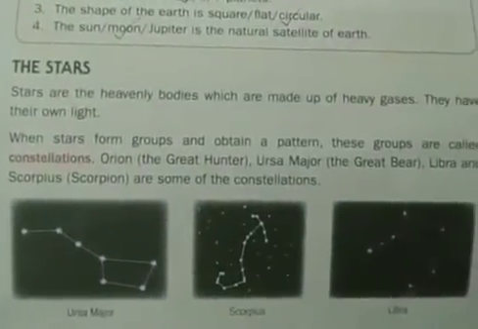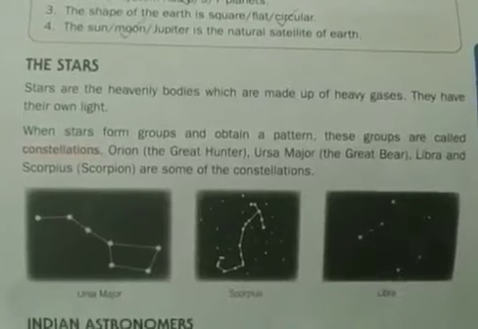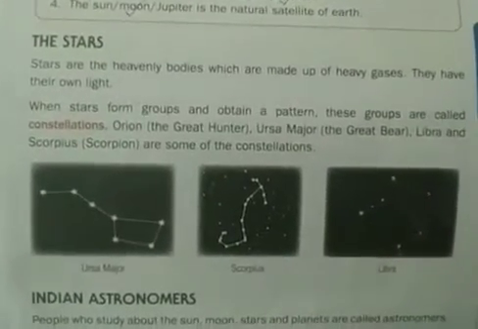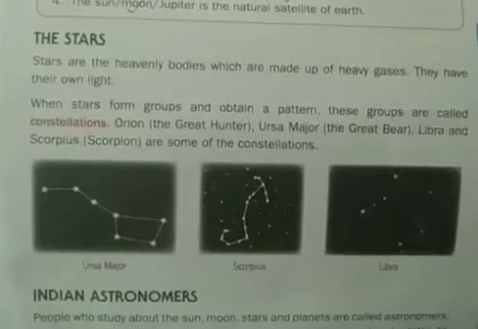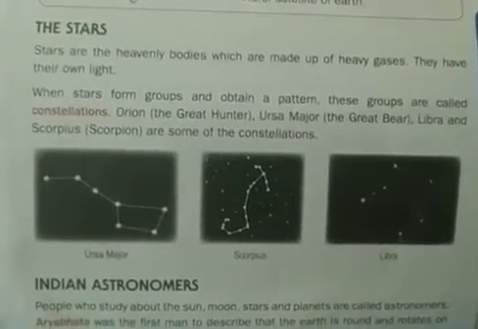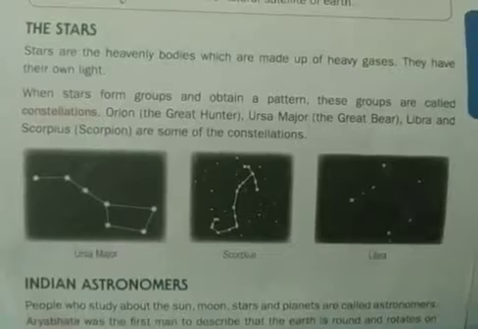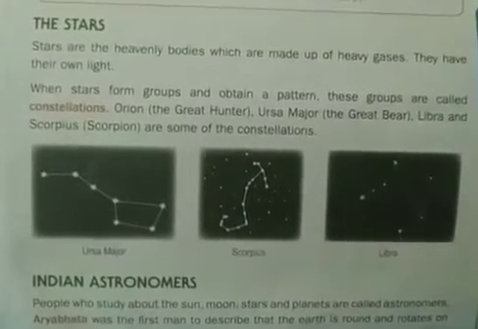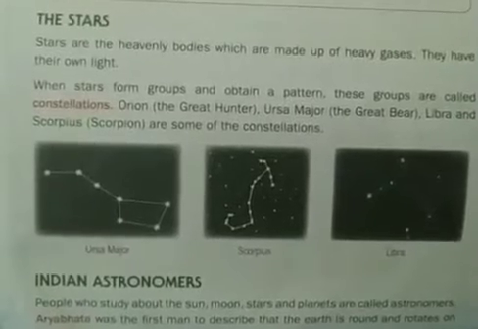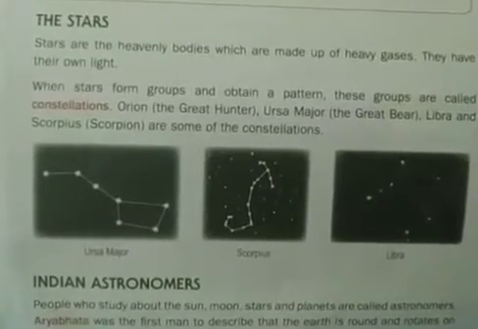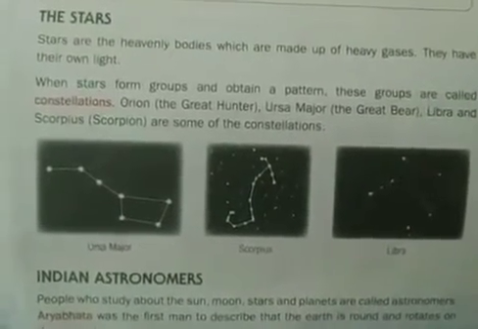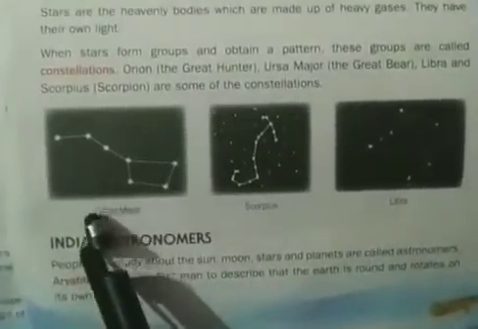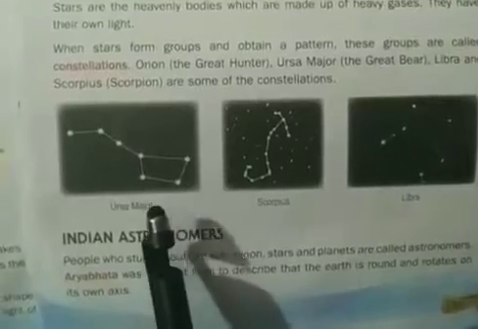And next, the stars. Stars are the heavenly bodies which are made up of heavy gases. They have their own light. When stars form groups and obtain a pattern, these groups are called constellations. Orion, the great hunter, Ursa Major, the great bear, then Libra and Scorpius. We can also say Scorpion. These are some of the constellations. So here the pictures of the constellations are given.